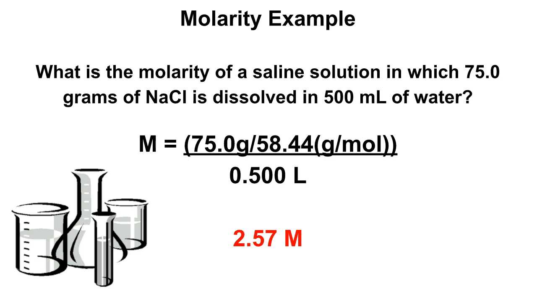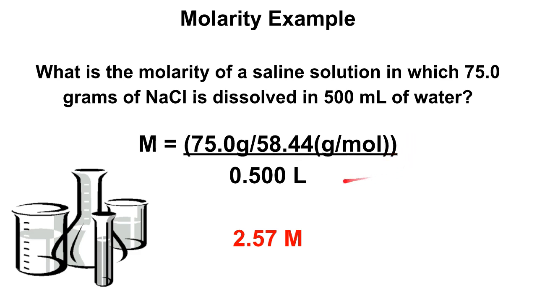So, what is the molarity of a saline solution in which 75 grams of sodium chloride is dissolved in 500 milliliters of water? So the way that you would set this up is your molarity is going to be moles of the solute over liters of the solvent. So take a look at what I have here. This is 75 grams, which comes from the problem, divided by 58.44 grams per mole. So that is the molar mass of sodium chloride. So that would give me the moles of sodium chloride if I took the mass divided by the molar mass.